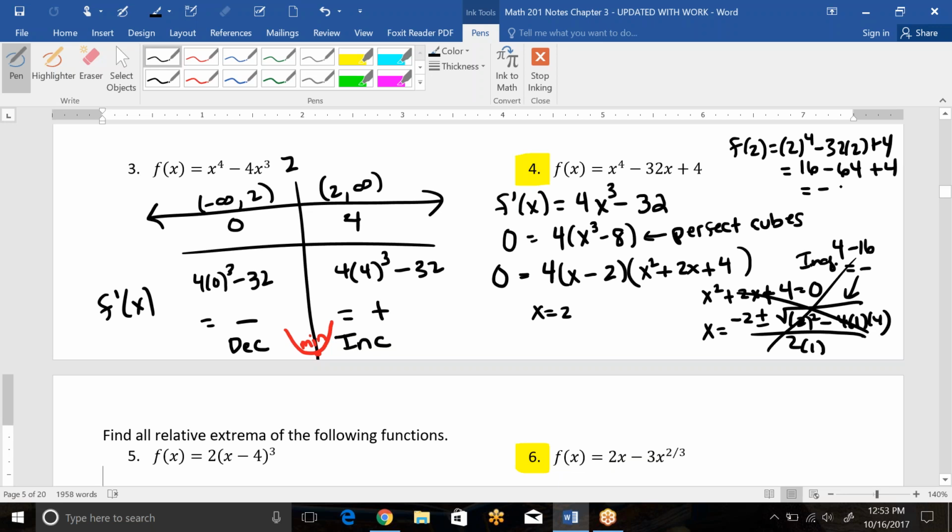My brain just stopped for a second, sorry. This is going to be negative 44 altogether. There we go. So then this would be the ordered pair. 2 comma negative 44 is a relative min.